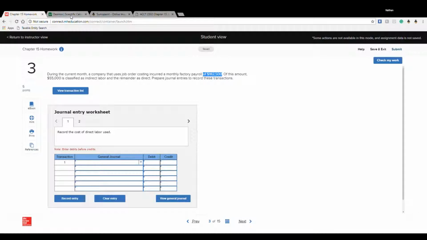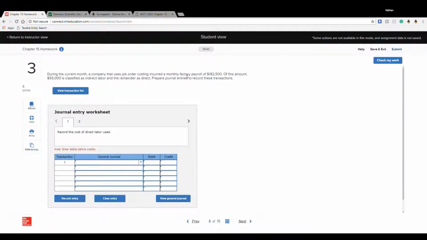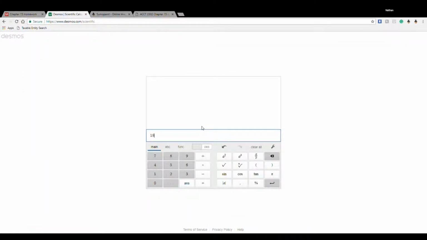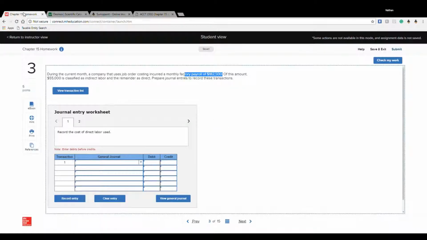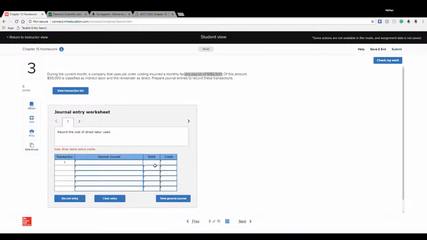So the best thing is we're going to use our calculator. So we're going to take the total payroll, which was $182,500, and we're going to subtract what the indirect was, which happens to be $55,000. And it comes out to $127,500. Well, we know that is going to be my amount. Nothing's going to change. We just got to figure out the accounts themselves.